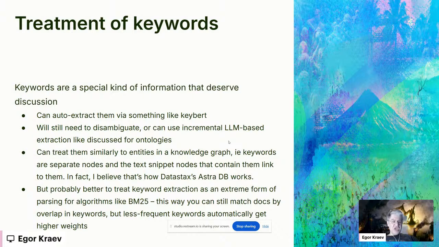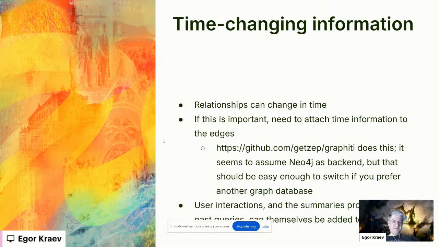It's a reasonable approach. And of course, what you're looking for is different documents which contain the same keywords. But what I would rather do instead is to treat keyword extraction as an extreme form of parsing, and then apply some old school algorithm like TF-IDF or its newer successor BM25 for extraction, because then you can still match docs by keyword overlap, but less frequent keywords get upweighted. But that's just things to play with.